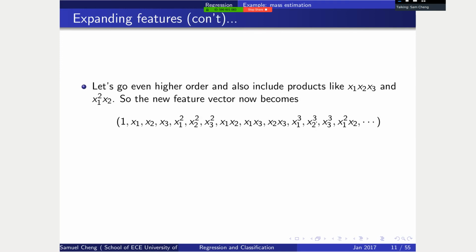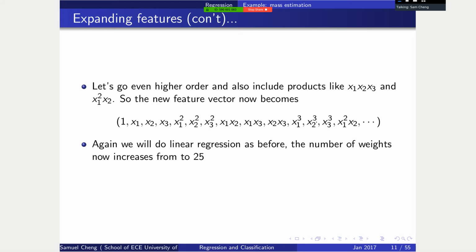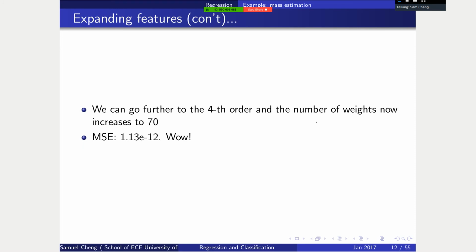And of course, I can repeat this. I can put even higher order features, maybe x cubed, and the model parameters further increase, from 4 to 10 to now 25. And the mean square error continues to drop, and I can continue to increase that. With 4th order, it will go to the 70s.